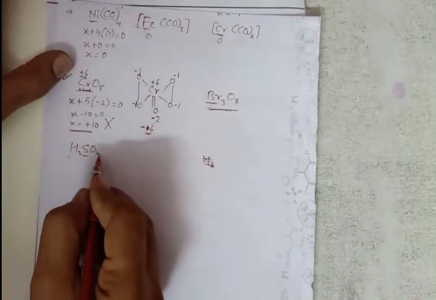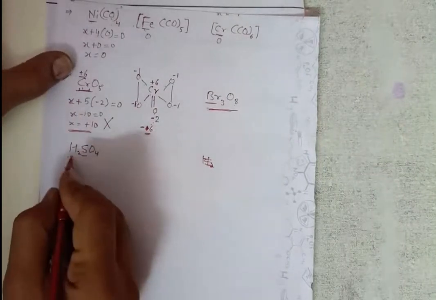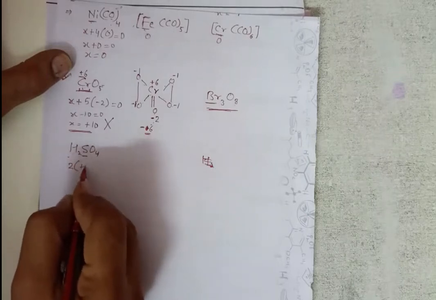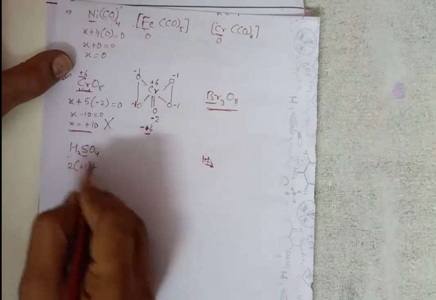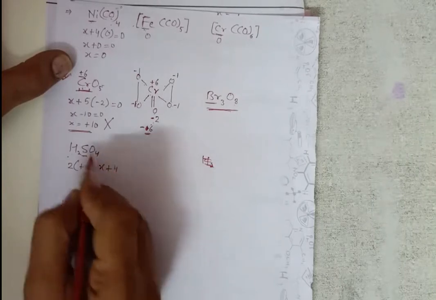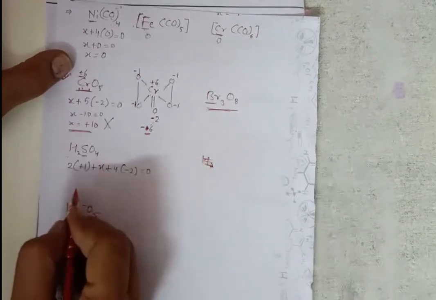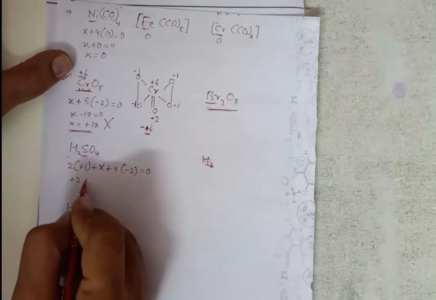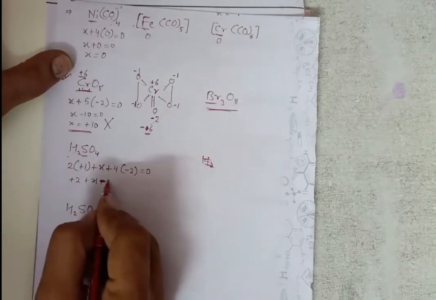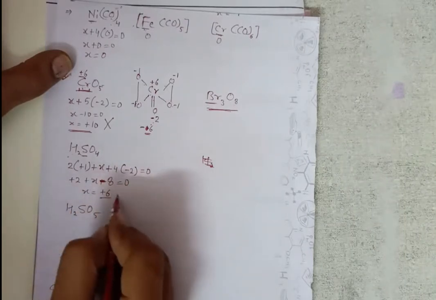What about H2SO4? We have to find the oxidation number of sulfur here. Okay, how many hydrogen here? 2. So we write 2 here first. The oxidation number of hydrogen is +1. Then plus sulfur oxidation number we don't know, so I write plus here. How many oxygen? 4. The oxidation number of oxygen is -2. The total must be equal to 0. So this one is +2, this one is X, this one will be 4 times -2, that is -8, equal to 0. The X will be equal to +6.